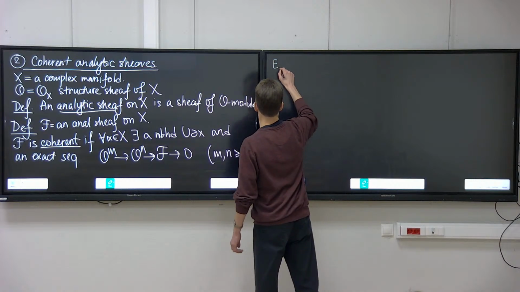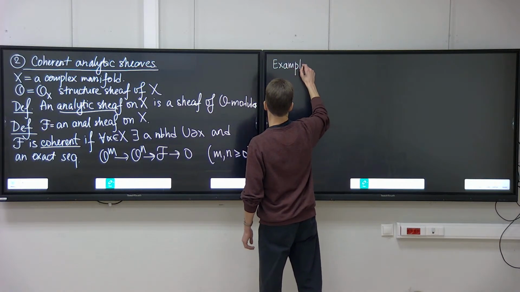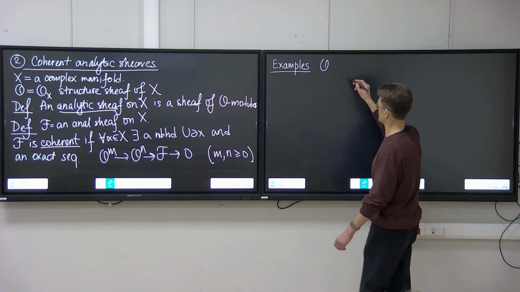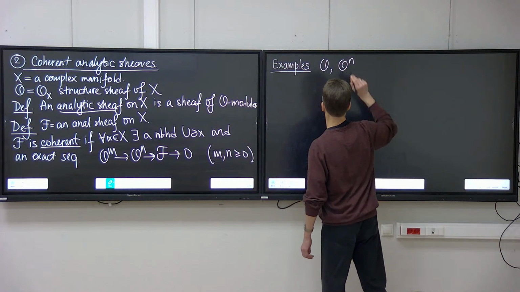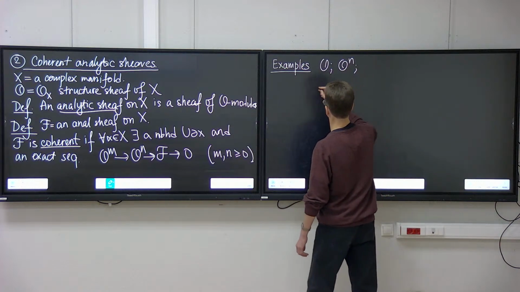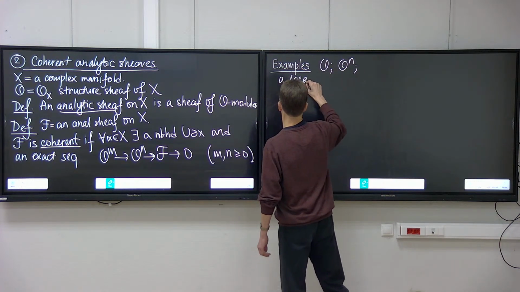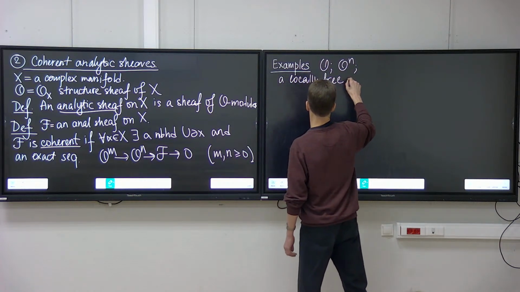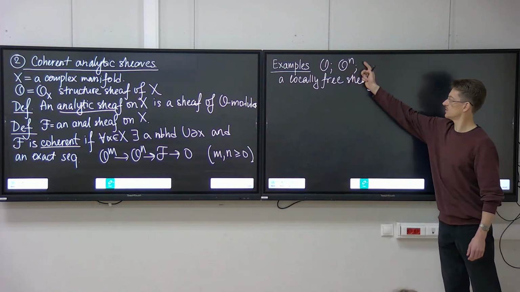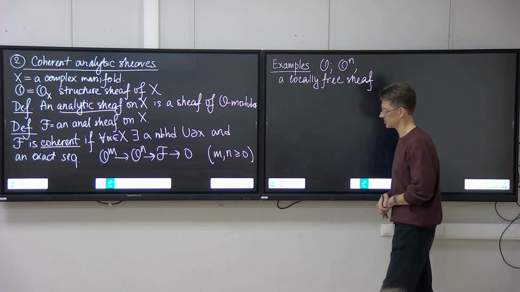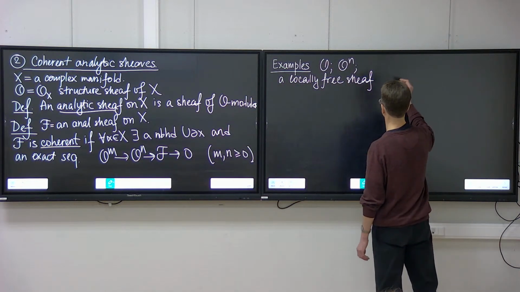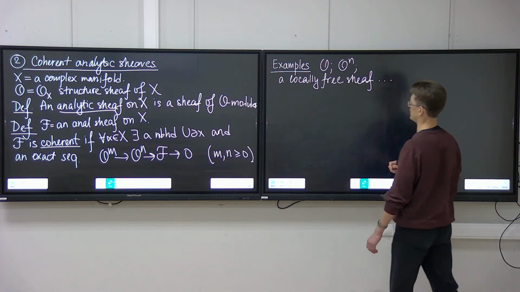Here are some examples of coherent sheaves. Of course, the structure sheaf is coherent for obvious reasons, as well as the free sheaf, O to the power n. Also, it's clear that any locally free sheaf, that is an analytic sheaf which is locally isomorphic to a free sheaf, is also coherent, because coherence is clearly a local property. And in fact, there are many other natural examples.